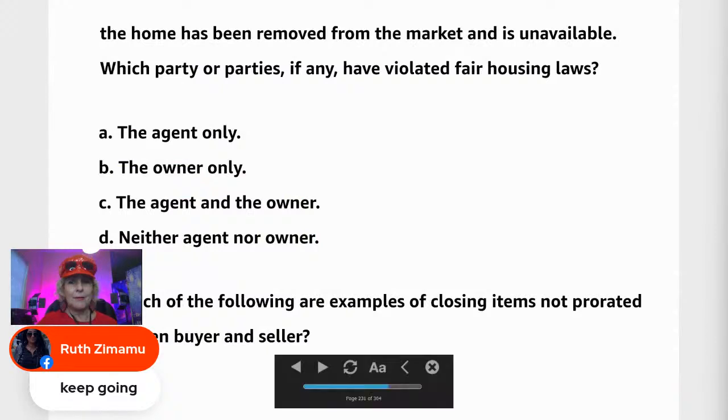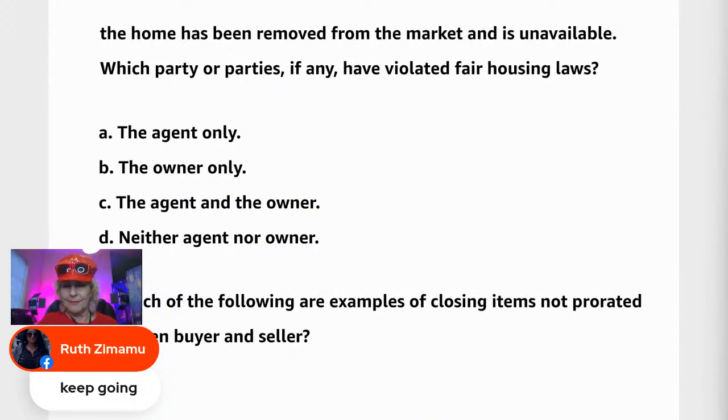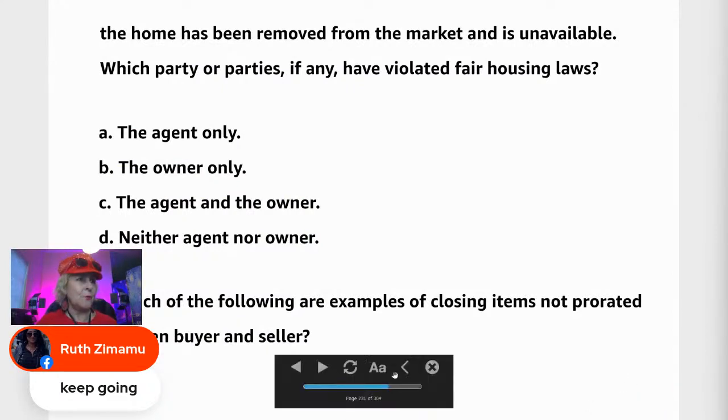Okay, we got time. Keep going. All right, here we go. 61.